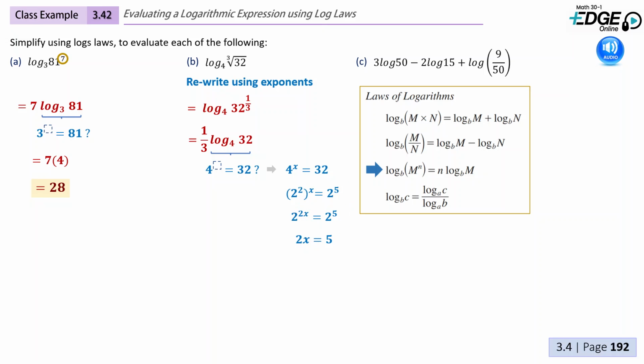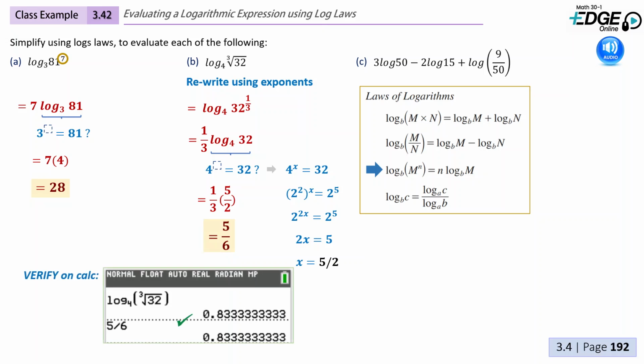So 2x is equal to 5. So x would be equal to 5 over 2. So that, remember, that was this part of the logarithm. So we still have to evaluate the entire expression. So 1 over 3 times what we just found as 5 over 2 is equal to 5 over 6. And you can, again, check that in your calculator. Log base 4 of the original expression is 5 over 6.